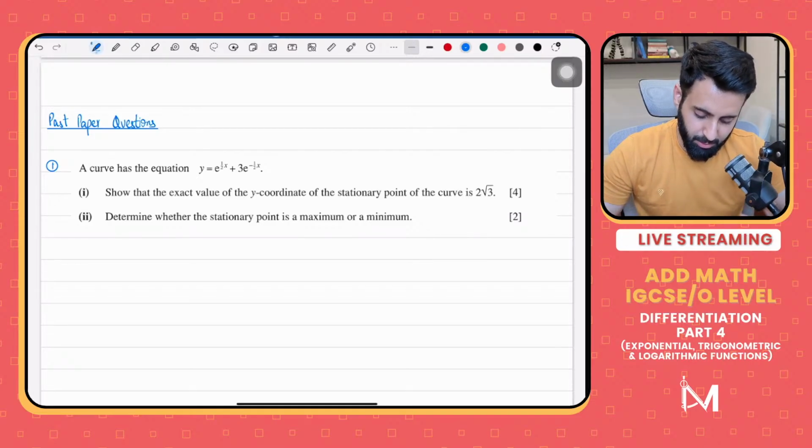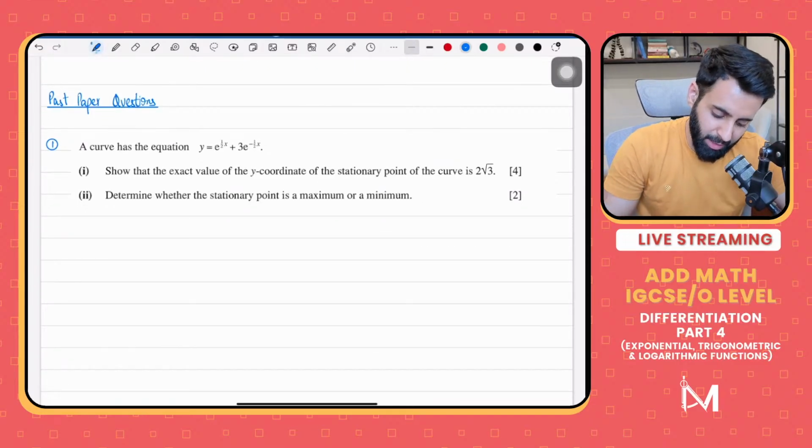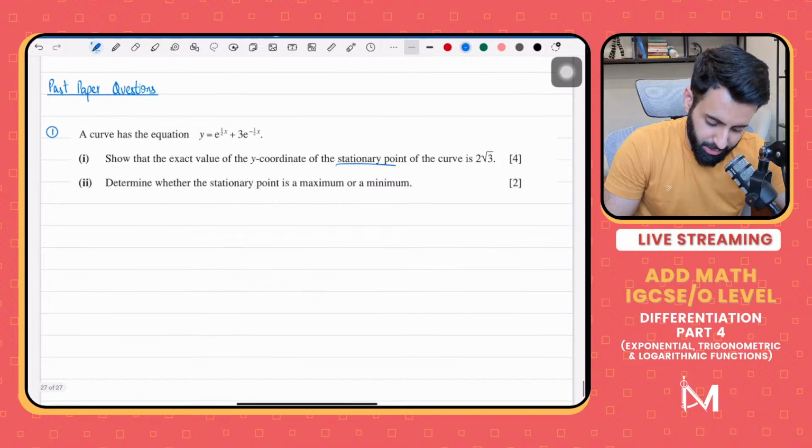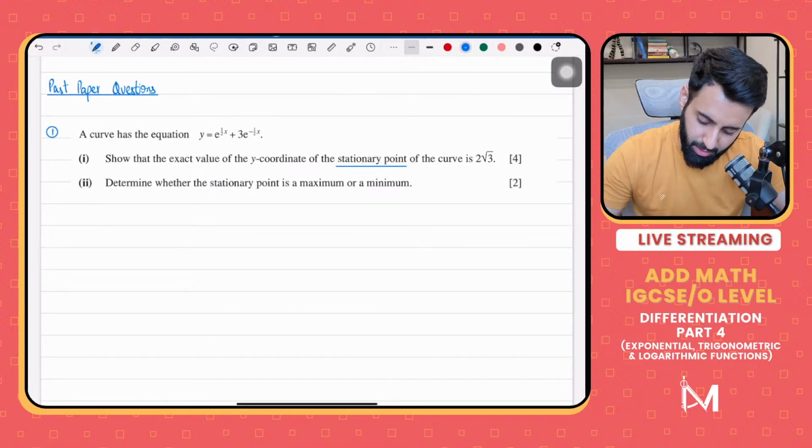A curve has equation y equals e raised to the power half x plus 3 e raised to the power minus half x. Show that the exact value of the y coordinate of the stationary point. So what's the keyword in this question? The keyword in this question is stationary point. How do you find out the stationary point?